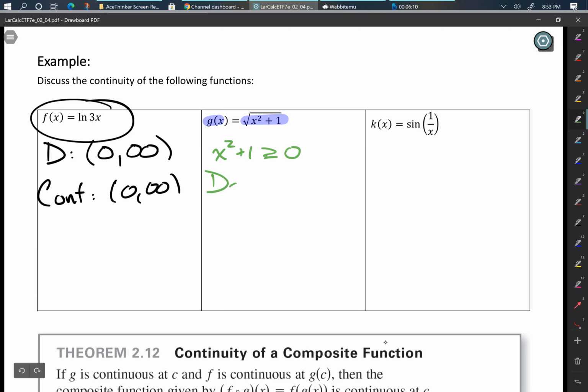So its domain is from negative infinity to infinity. So it's going to be continuous from negative infinity to infinity.